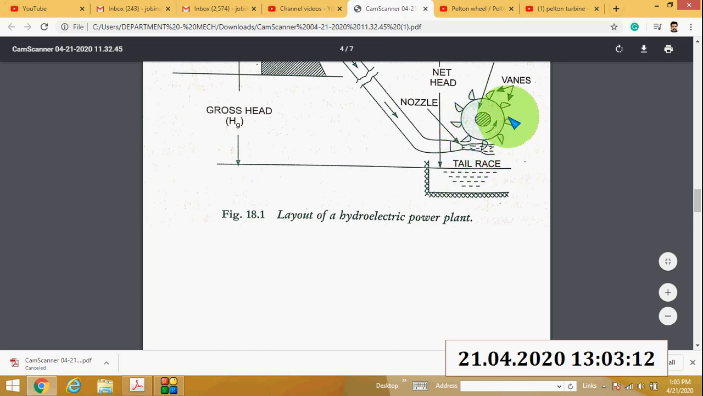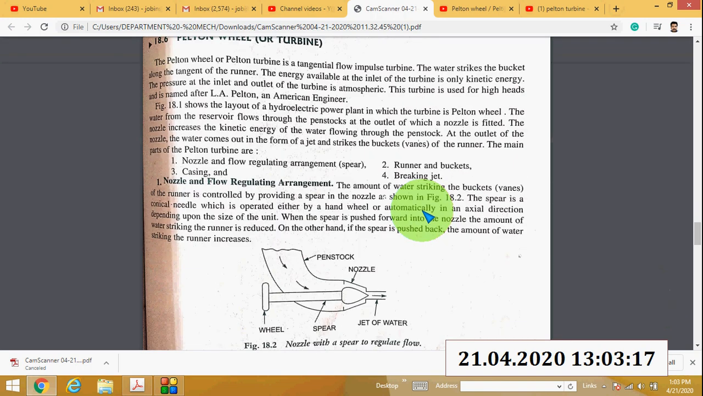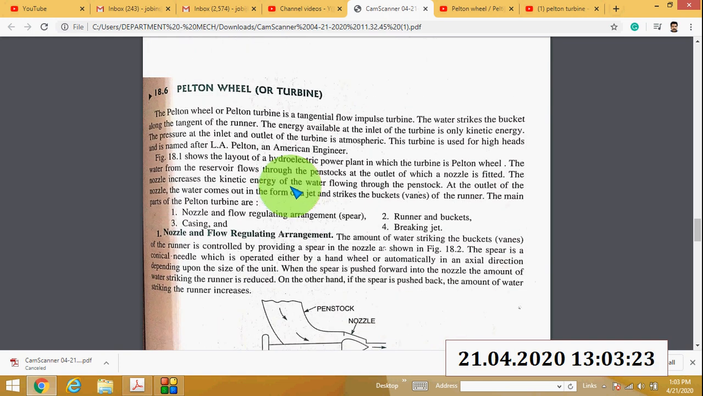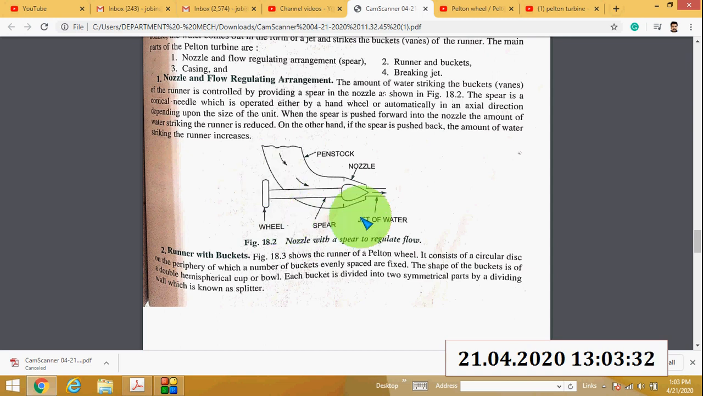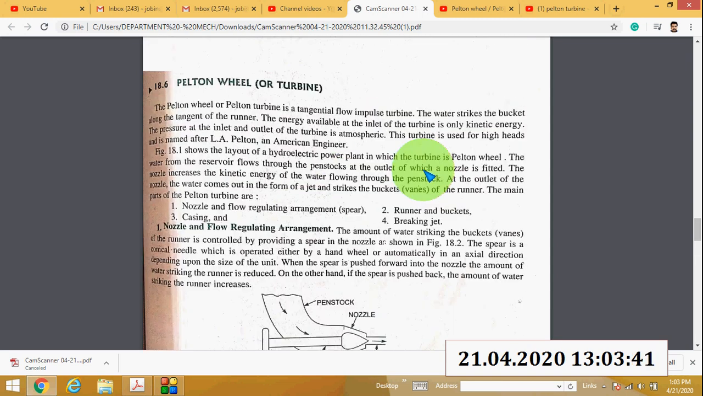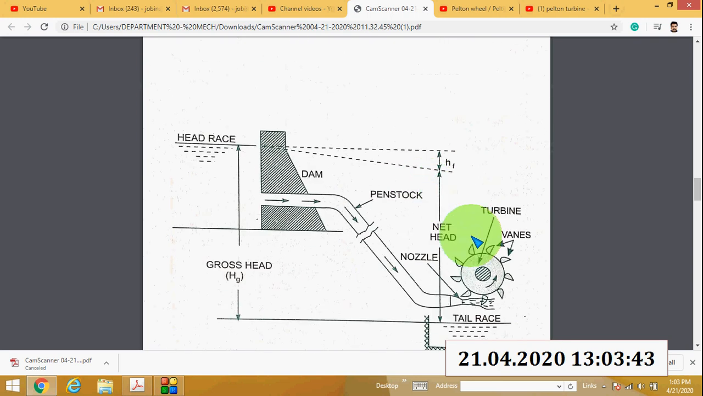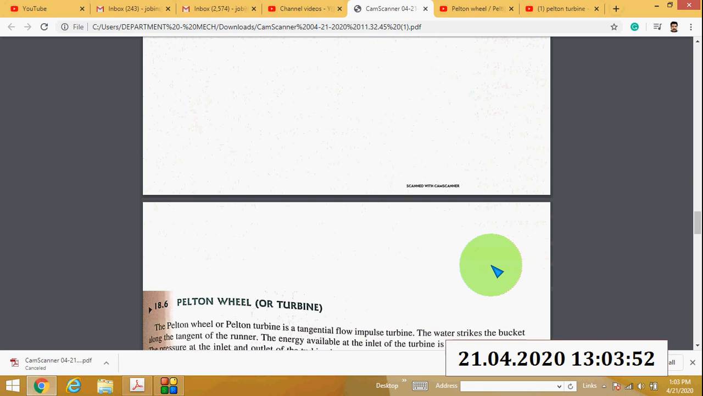So these are all called the buckets or vanes, on the runner. This is the working of a general hydroelectric power plant. Then the main parts of the Pelton turbine are, first, the nozzle and flow regulating arrangement. This is the nozzle, and with the help of this spear we can regulate the flow, increase or decrease it. Second, the runner and buckets: the rotating part is the runner, and these are the buckets or blades or vanes.